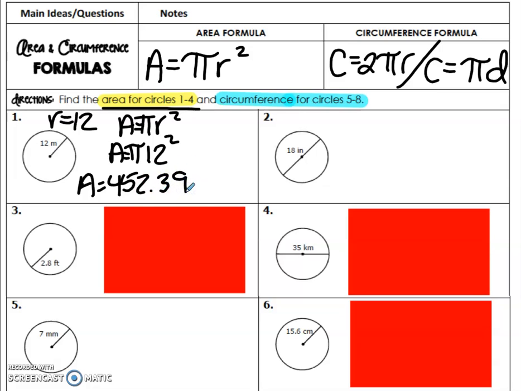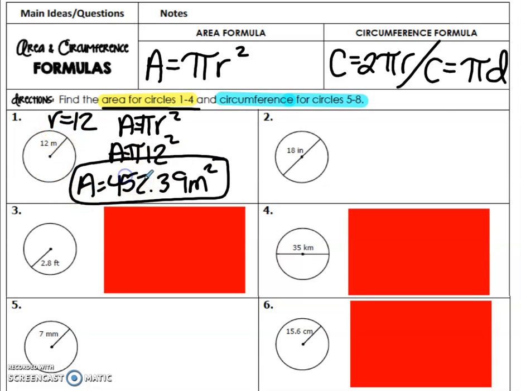All right, and so now we're going to talk about our units. So if it is area, that is going to be our units squared. So it would be meters squared. So that will be the area of a circle with the radius of 12 meters.